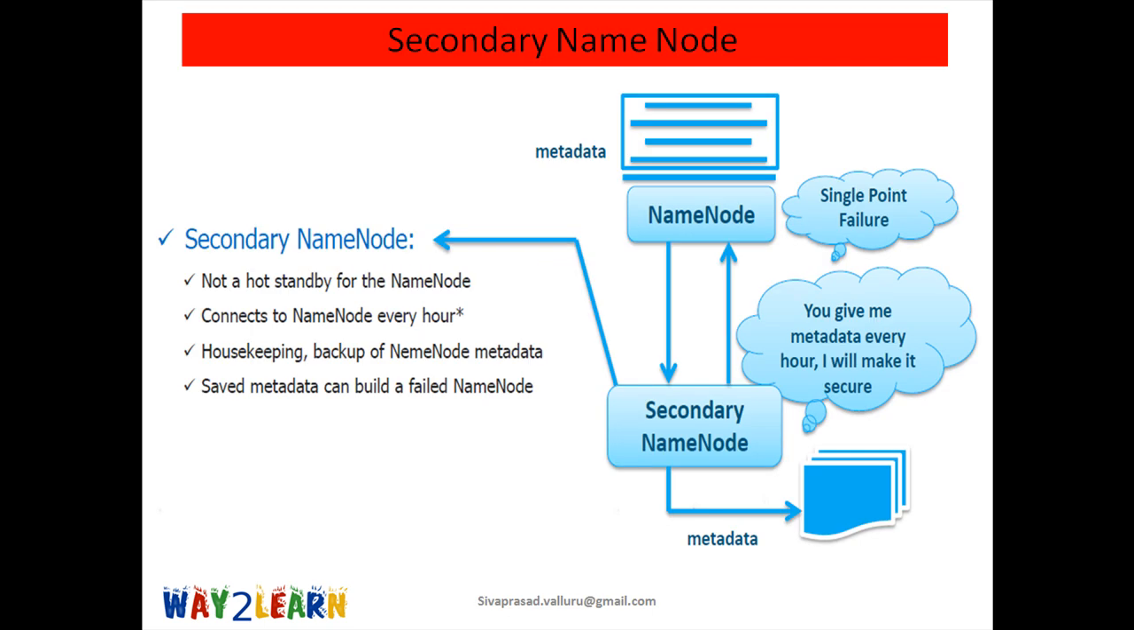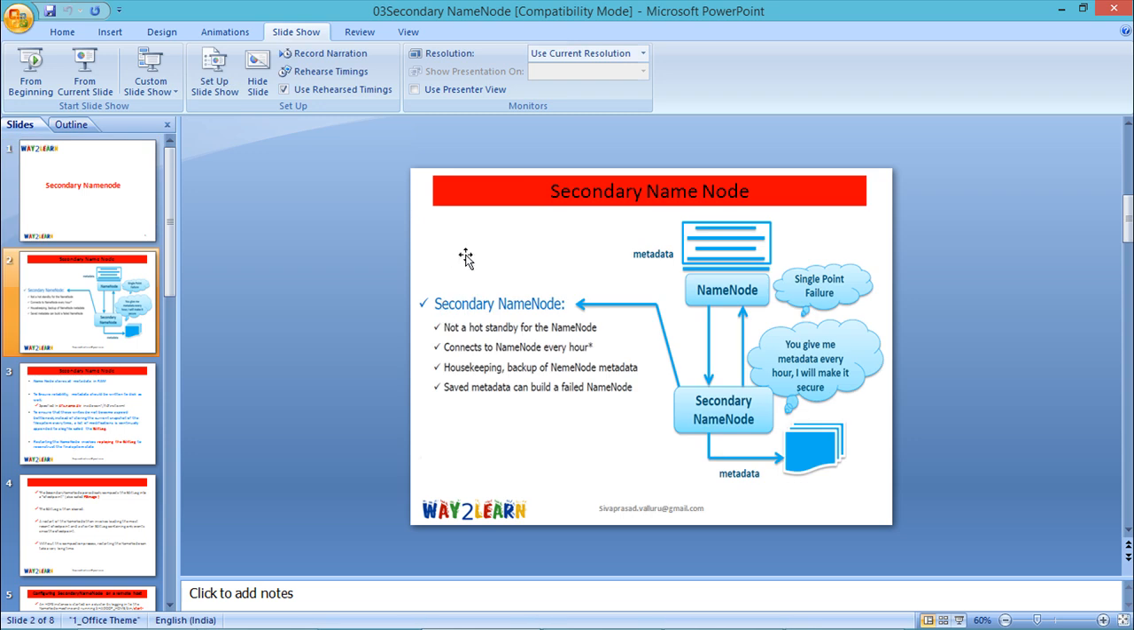If you see the name secondary name node, you may come to a conclusion that it is just like a backup name node or a standby name node. That means you may feel that if the name node is down, the secondary name node will become active. No, it is not correct. You need to understand that the secondary name node is not a hot standby of the name node. If it is not a hot standby, then what is the purpose?